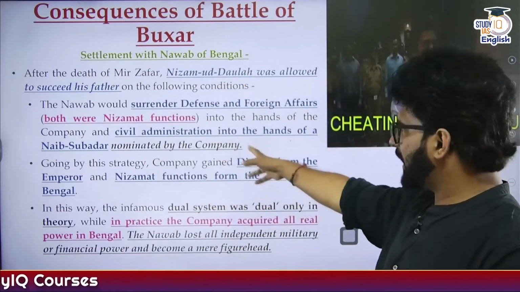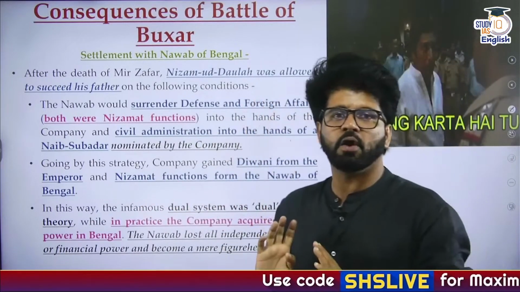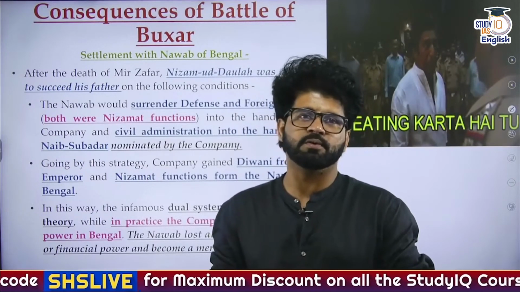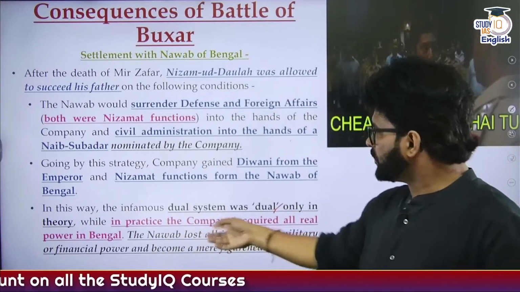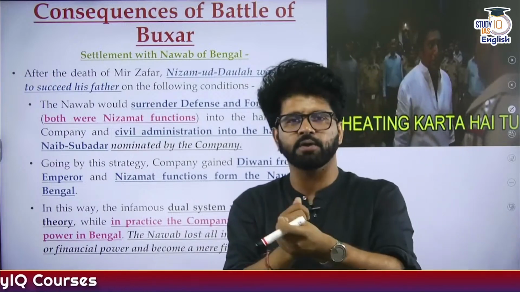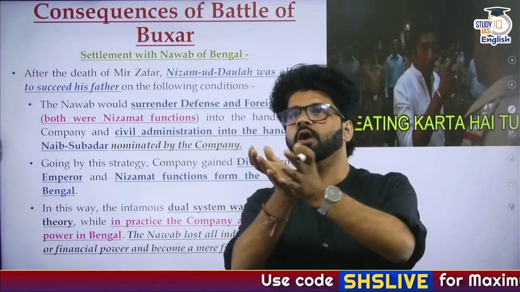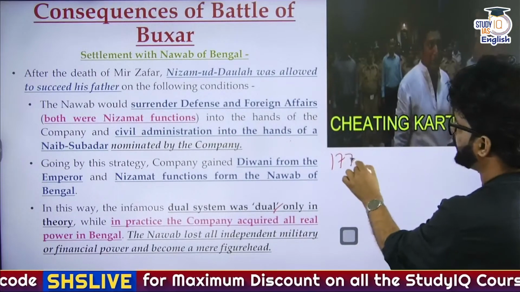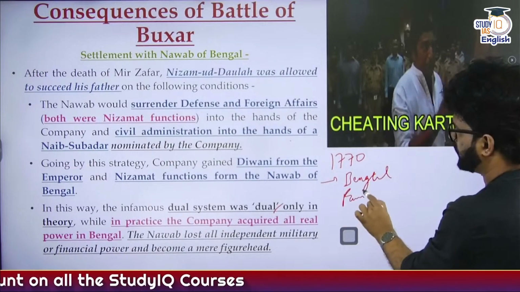Going by this strategy, as you can understand here, the company gained Diwani from Shah Alam II, and Nizamat from the Nawab of Bengal. And that's why the Nawab of Bengal, the minor son, is saying that you are cheating, bro. This is not done. In this way, the infamous dual system was dual only in theory. And all these things will lead to what? Super exploitation of Bengal's resources, Bengal being one of the richest provinces in South Asia at that particular point of time, and that will lead to the 1770 Bengal famine, in which almost 1/3 of Bengal's population would be wiped out.